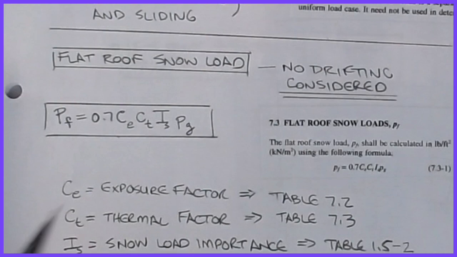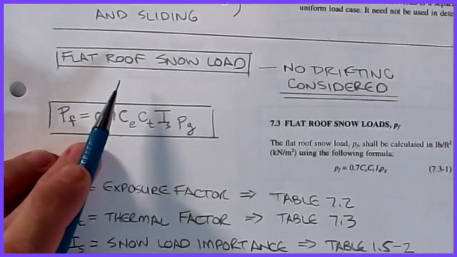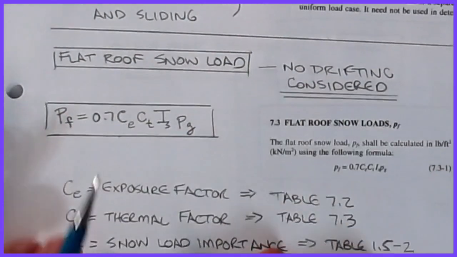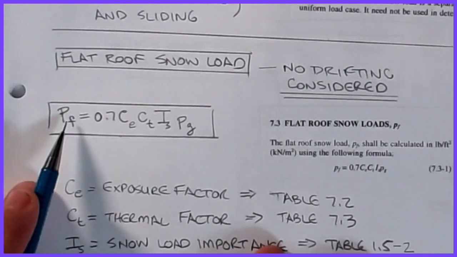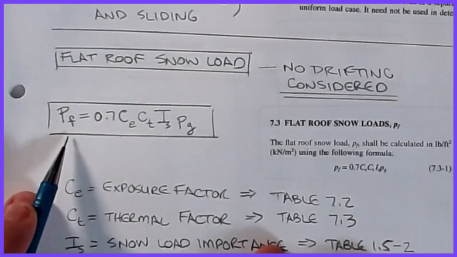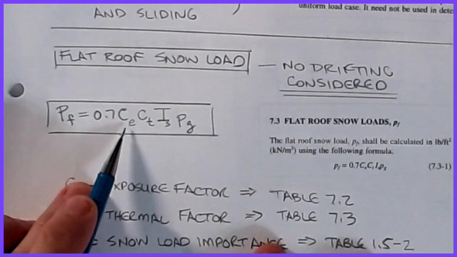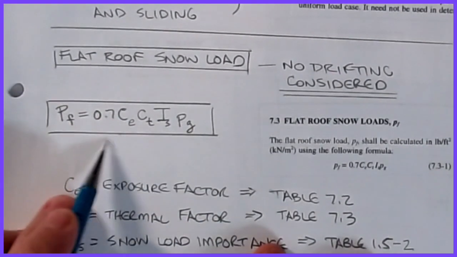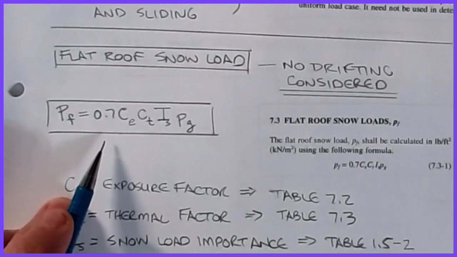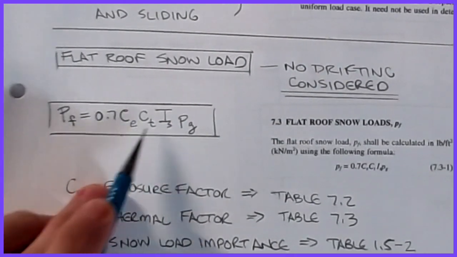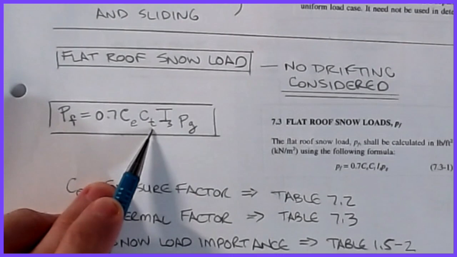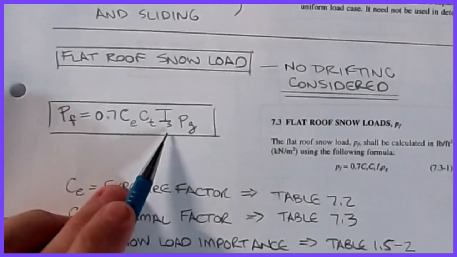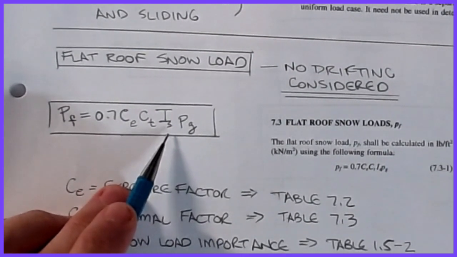Now, here are the calculations. For a flat roof snow load, when we don't have any drifting being considered, the pressure due to snow, and this F indicates that it's a flat roof, is going to be 0.7 times CE times CT times the importance factor times PG. So these are all those factors that I just described to you. CE was the exposure, CT was the thermal. We showed you those on the last page.